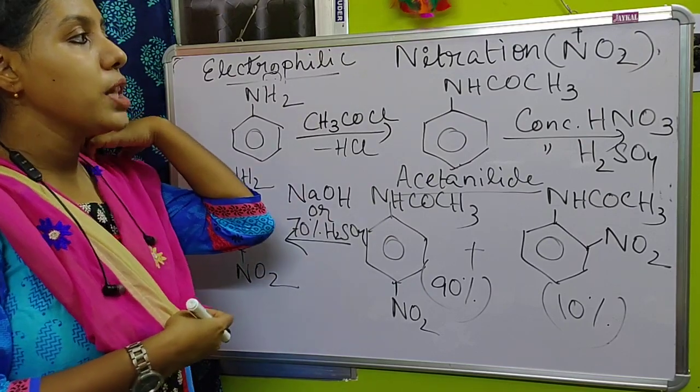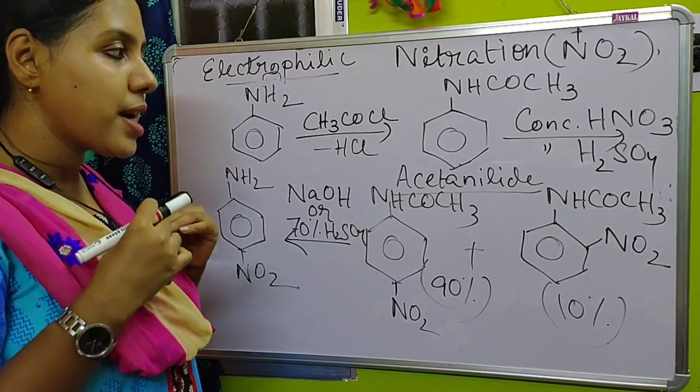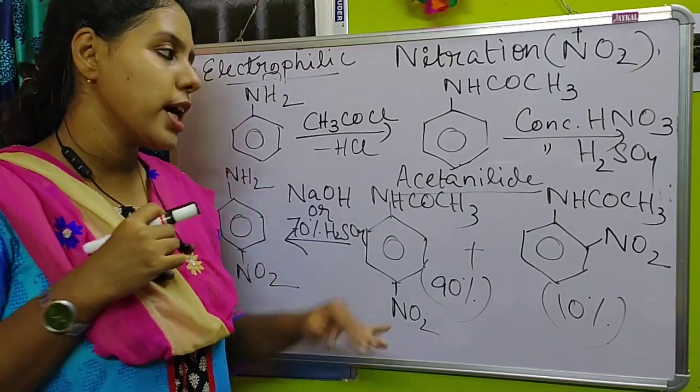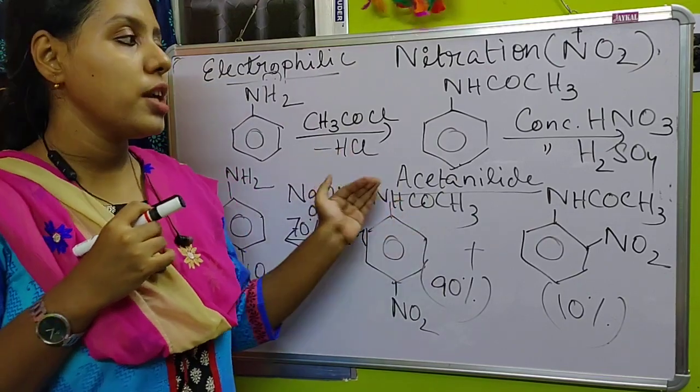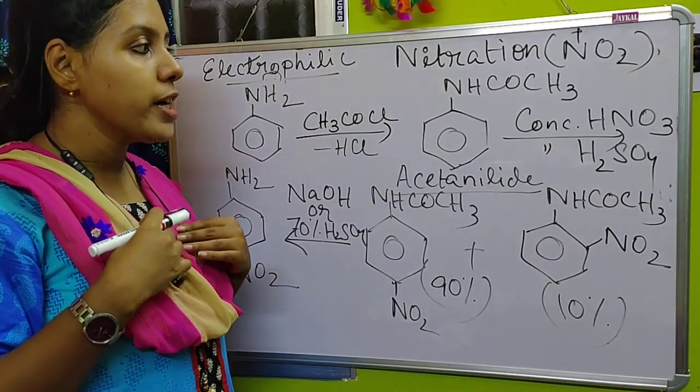The sulfonation reaction follows the same process. You have to add concentrated sulfuric acid here, by which the SO3H group will be added at the ortho position or the para position. So our time today is over.